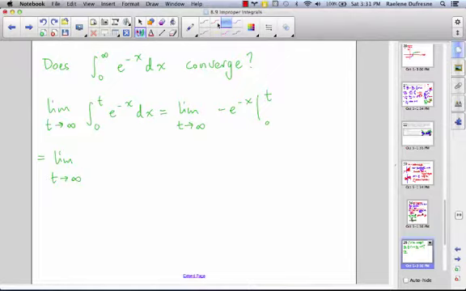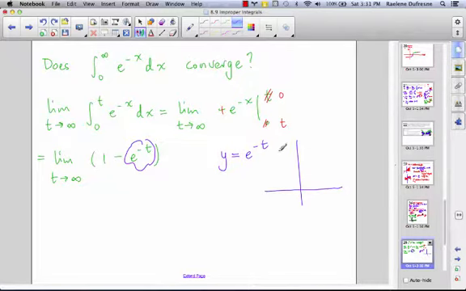And I'm actually going to change the bounds and multiply through by a negative. So we get e to the 0, which is 1, minus e to the negative t. And now we're going to look at the graph of y equals e to the negative t in order to evaluate the limit as t approaches infinity. This function looks like this. As t approaches infinity, y approaches a height of 0. So this approaches 0, and this limit is equal to 1.